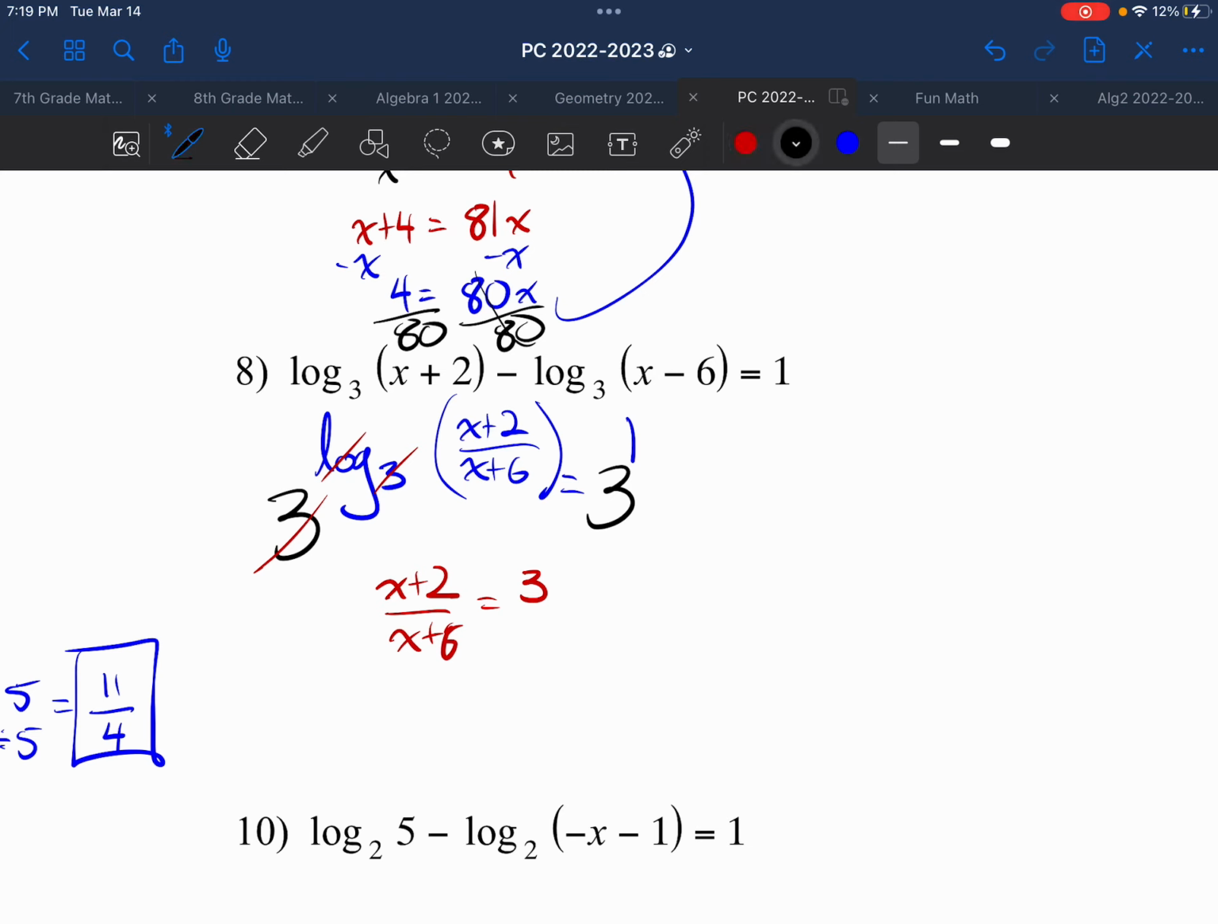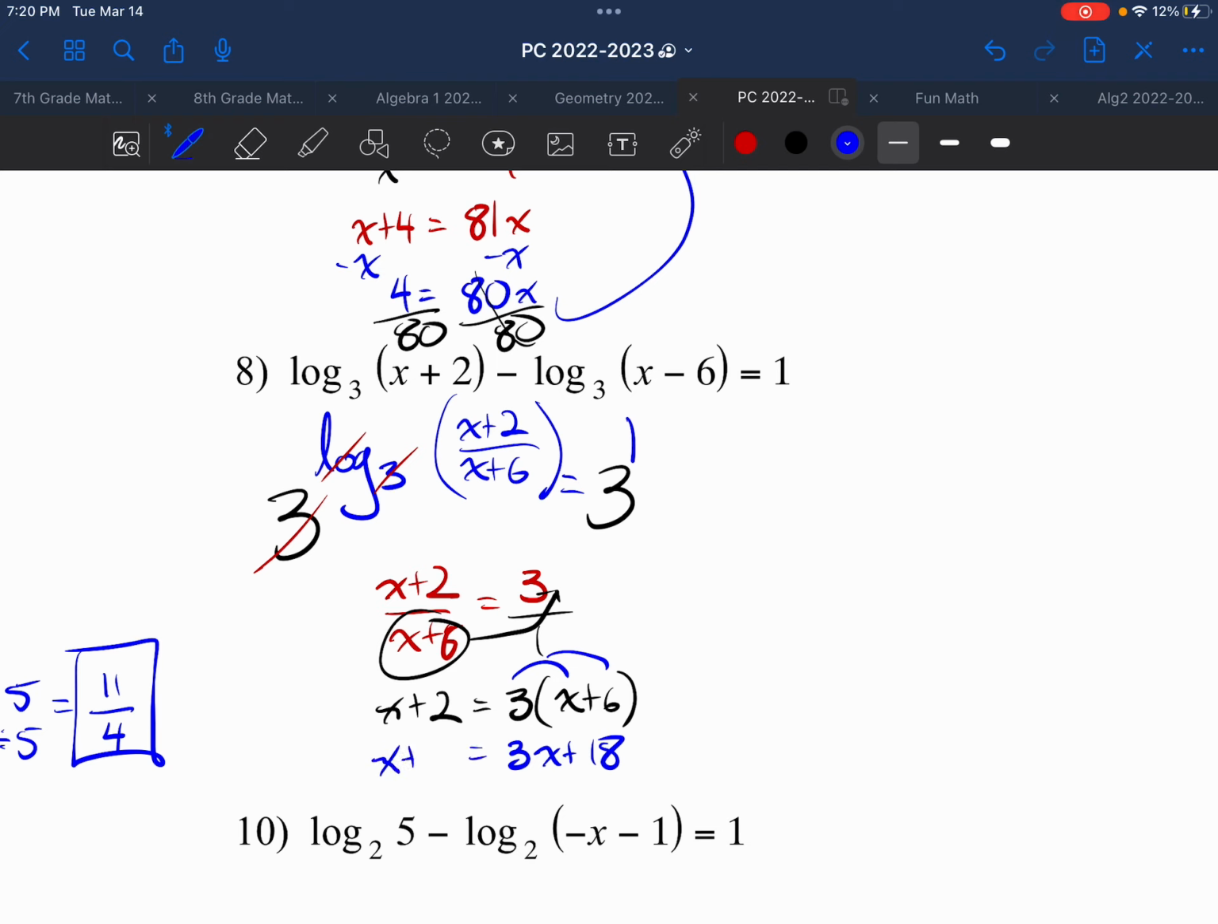And just like before, I'm going to go ahead and bring the denominator up here on the diagonal, and my new equation is going to be x plus 2 is equal to 3 times the quantity x plus 6. Time to distribute. 3 times x and 3 times 6 is going to be 3x plus 18, which is going to be equal to x plus 2.